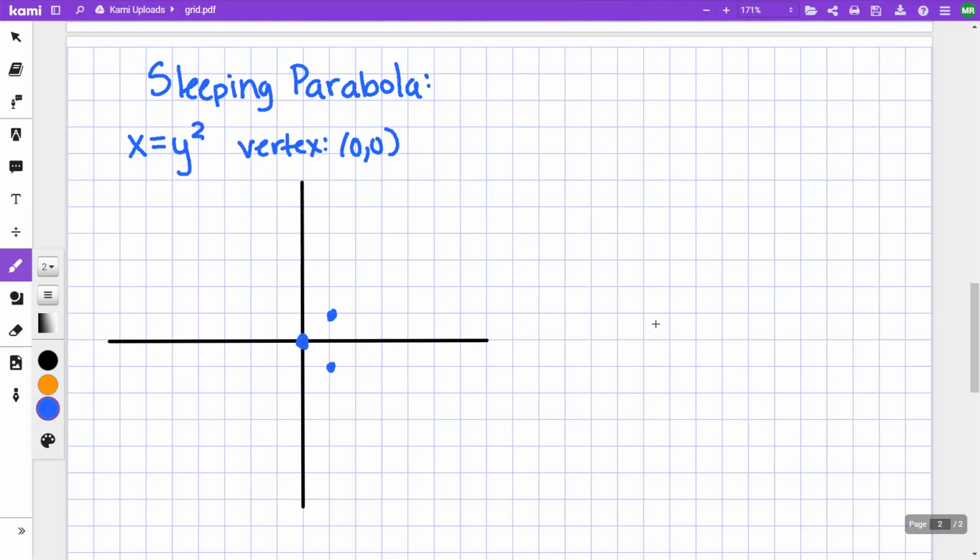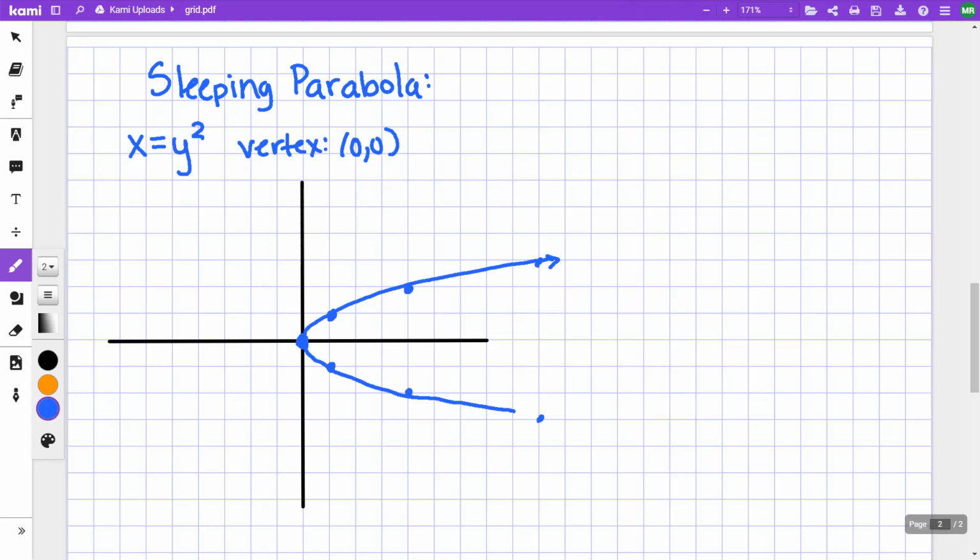And same down here. From here, I'm going to go up 2. 2 squared is 4. I'm going to go up 3. 3 squared is 9. And there is my parabola.